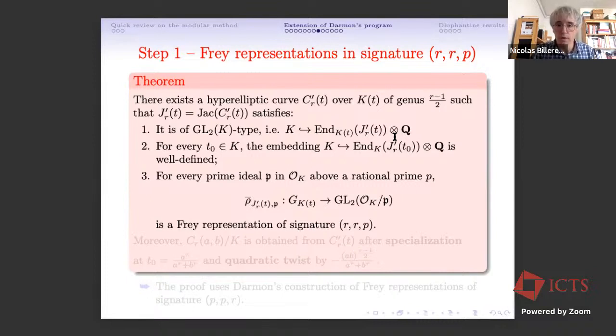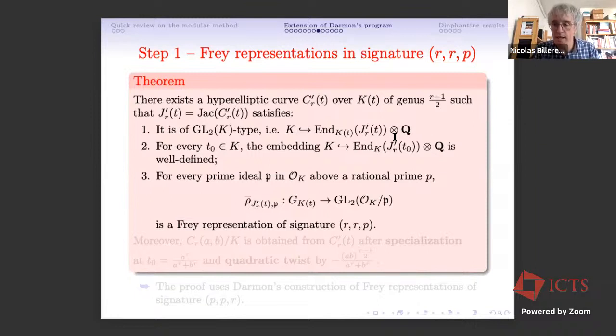And moreover, this embedding is well defined after specialization. And for every prime ideal frak P in OK above a rational prime P, if you look at the mod P representation attached to JR dash of t, then it's a Frey representation of signature R, R, P.